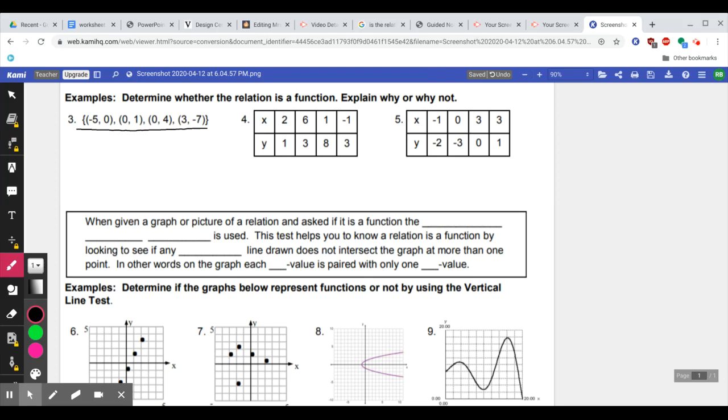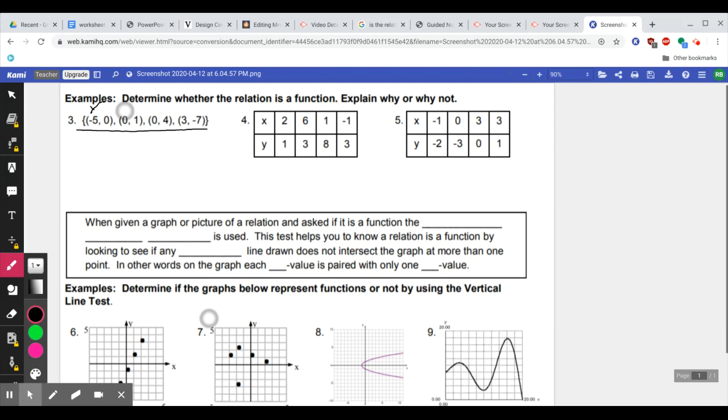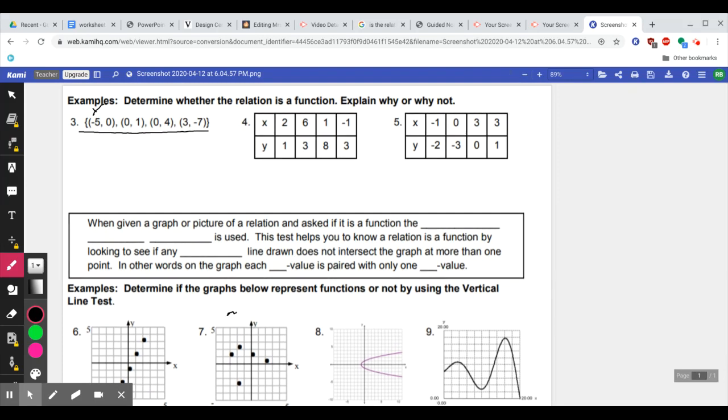So a function, the definition is when you have, for every one input, only one output. So for example, in this, we have the inputs, which are the x's, and that's an x, and that's an x, and this is an x, and this is an x, and that's an x, and then this is y, y, y. So the x's are the inputs and the y's are the outputs.